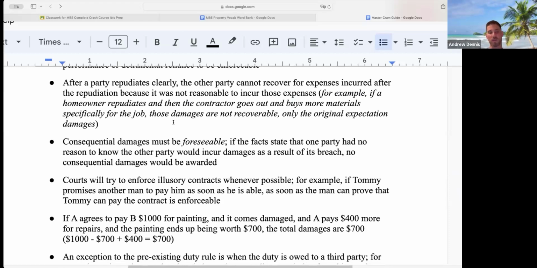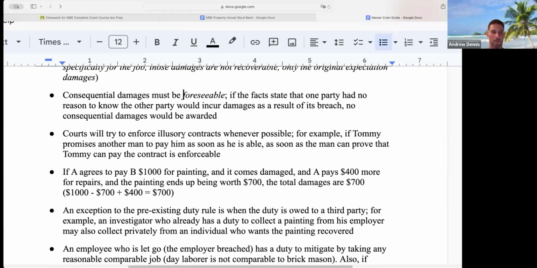Consequential damages we're always going to associate with the concept of foreseeability. If the facts state that one party had no reason to know that the other party would incur damages as a result of its breach, no consequential damages would be awarded. Takeaway from that, consequential damages must be foreseeable.